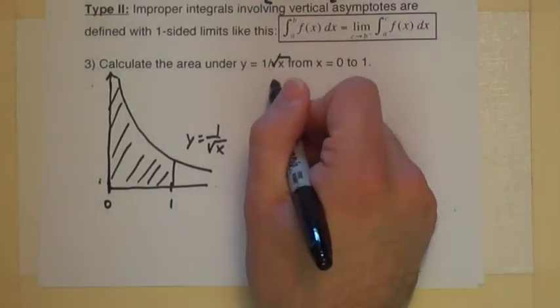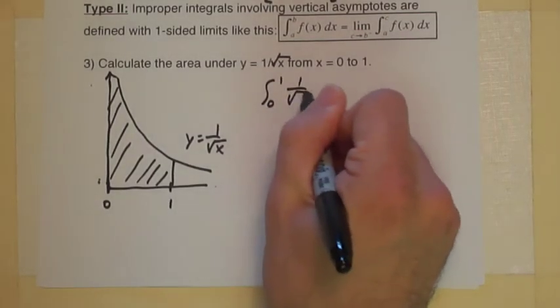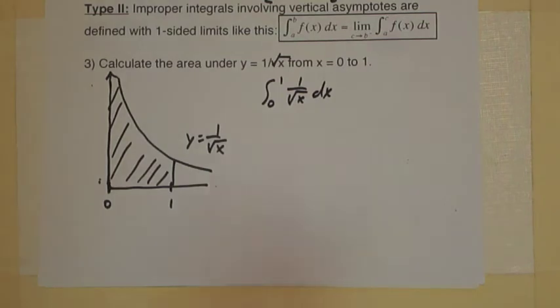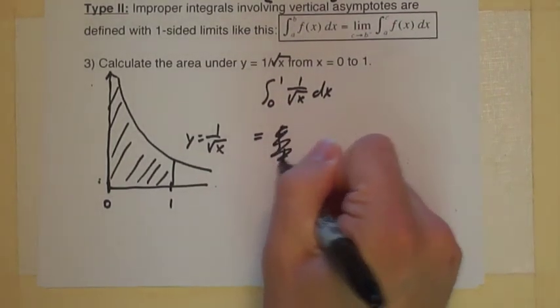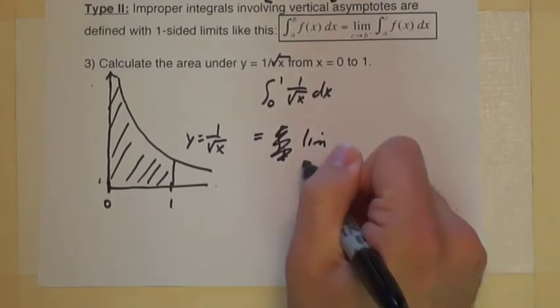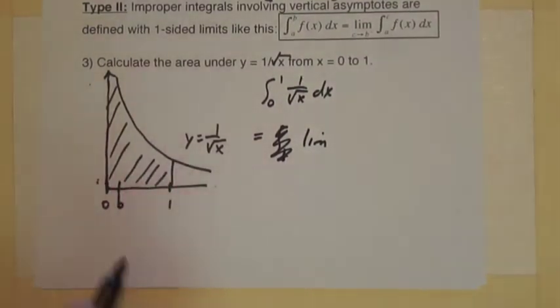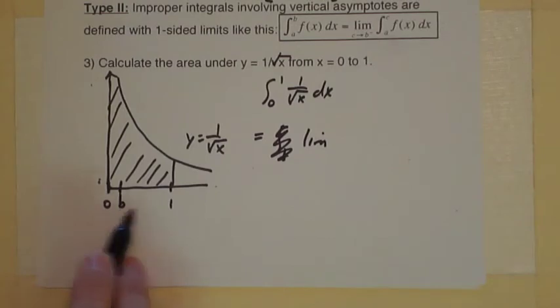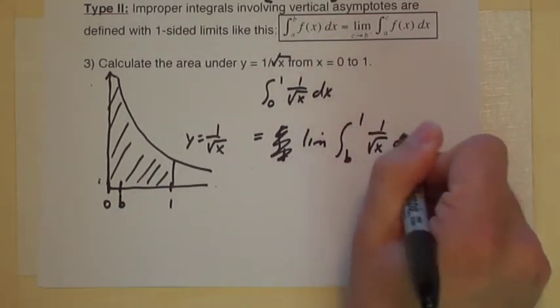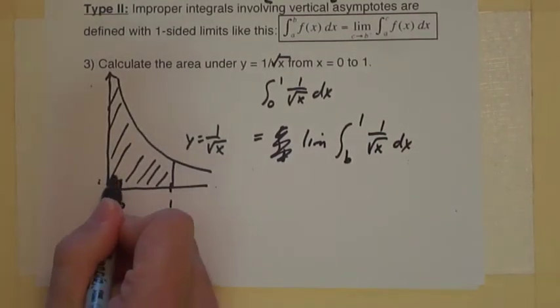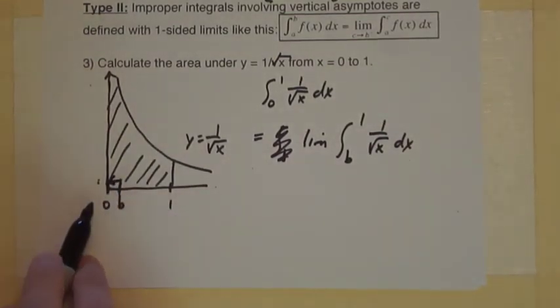So the integral we want, which is this, can be written as the limit of the area from b to 1 as we push b towards 0 from the right.